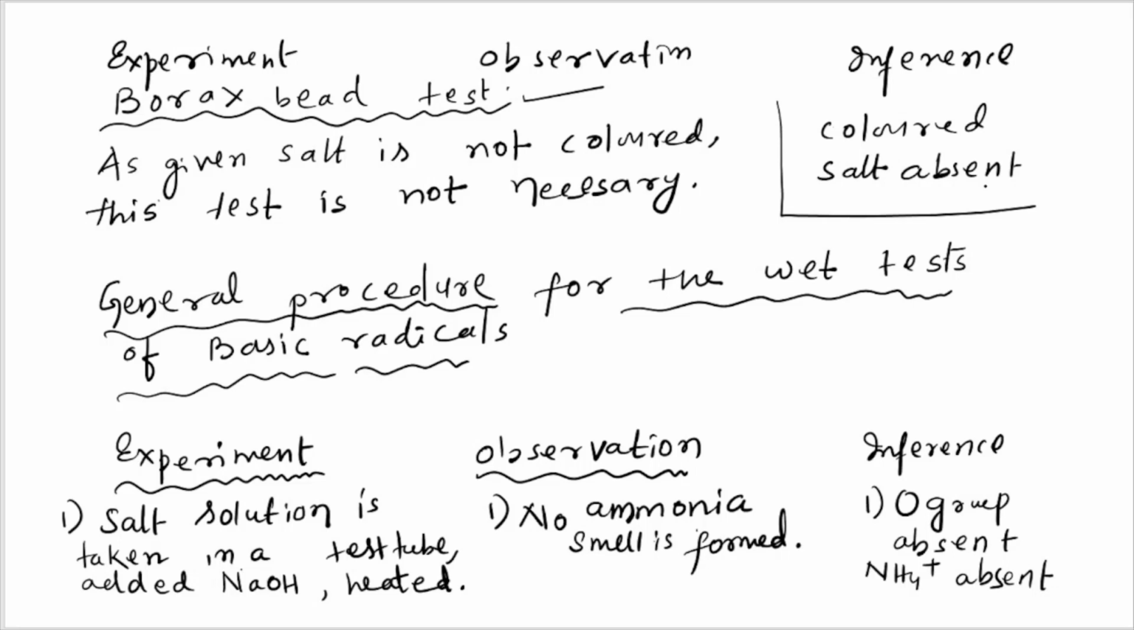First you will see the general procedure, how to proceed for the given salt analysis, basic radical analysis. Salt is taken in a test tube, but don't take solid salt, because it is a wet test, so you should take salt solution.